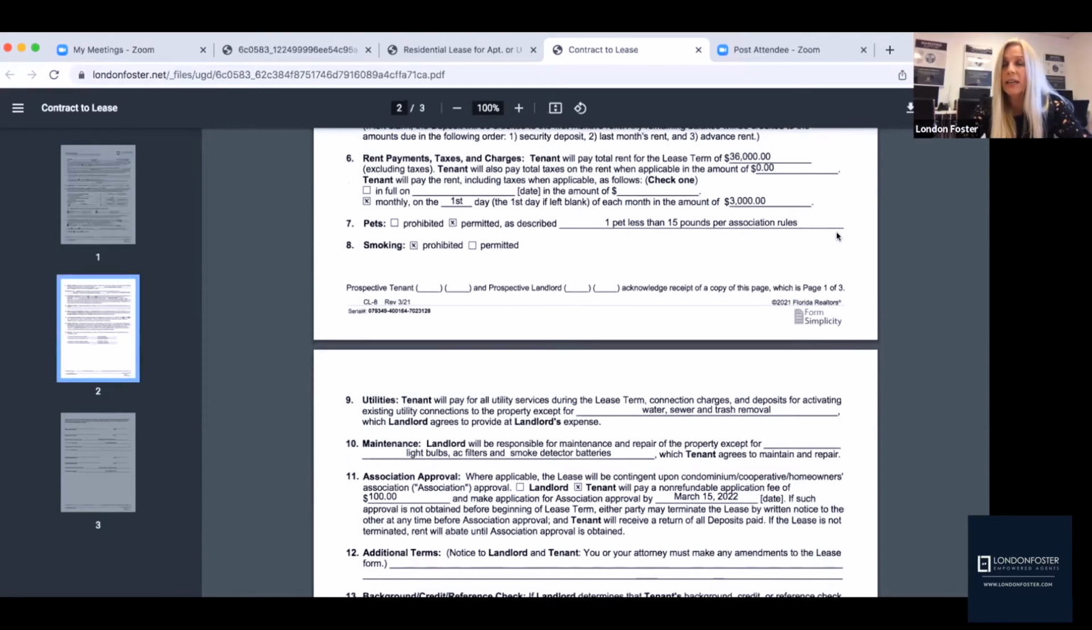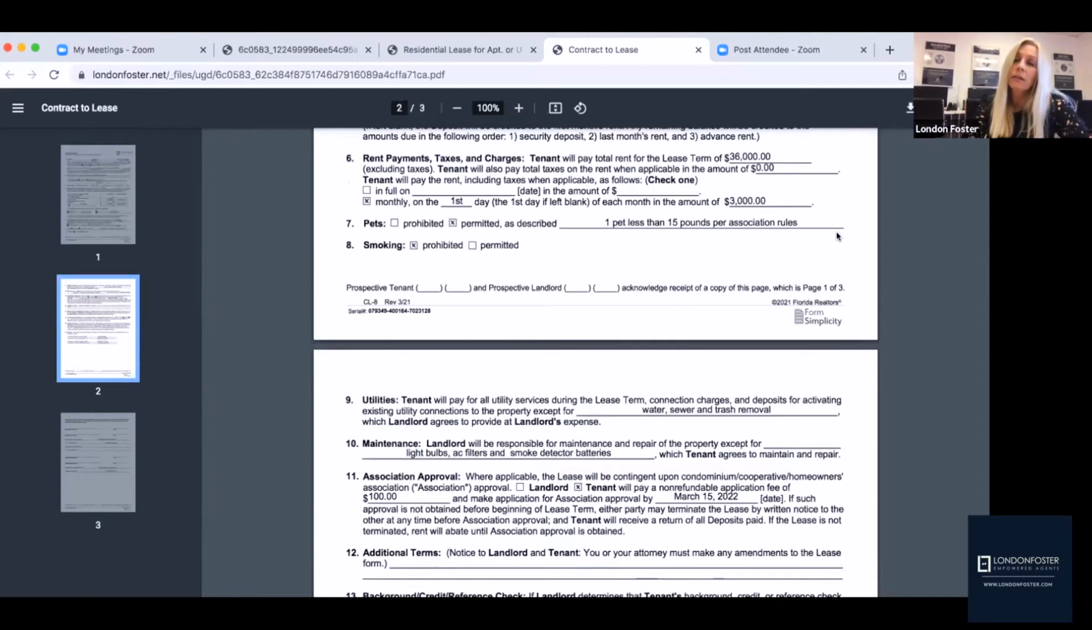So that's there. Again, anytime it says blank, I don't like to leave it blank. I fill it in so everybody's on the same page. Number 7, if they have pets, in my example, we've paid a $300 pet fee. So pets are permitted. And in this association, you always want to check too.